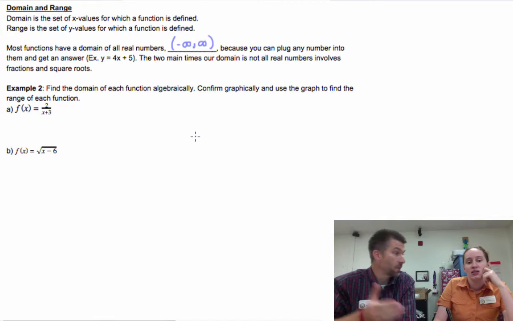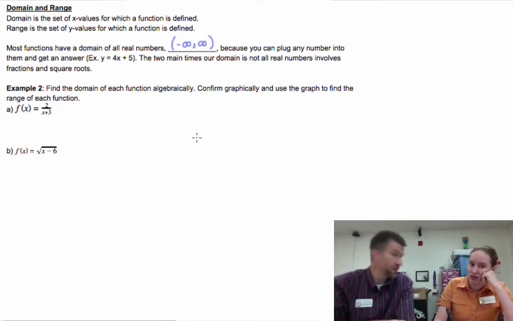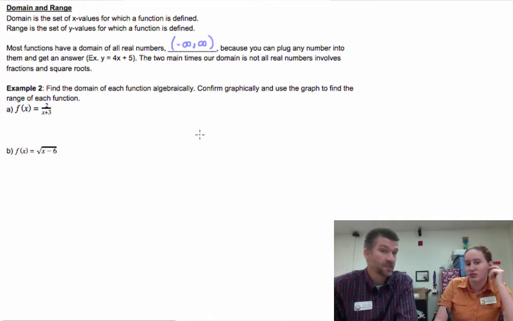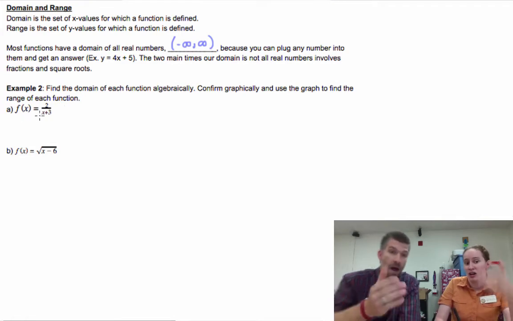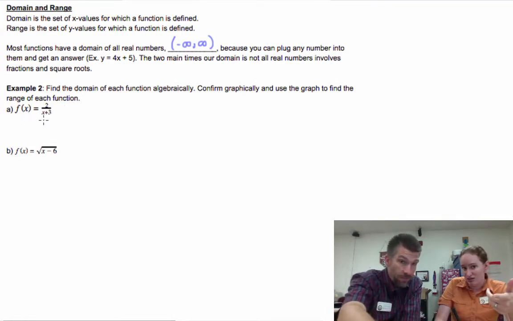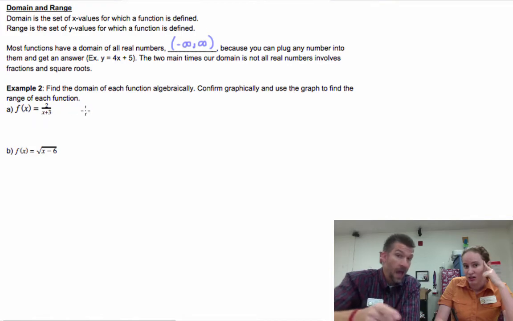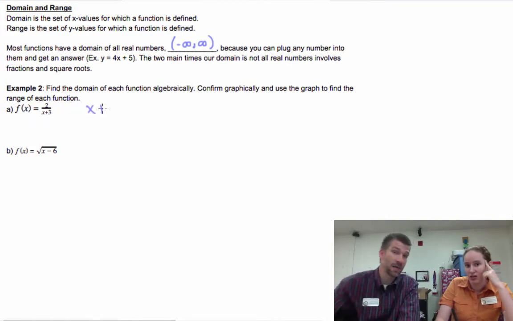So, what number can you never, ever, ever have in the denominator? A zero. You cannot divide by zero. Now, I could put a zero in that denominator: 0 plus 3 is 3, and we get an answer. But I can't put negative 3 into that denominator.